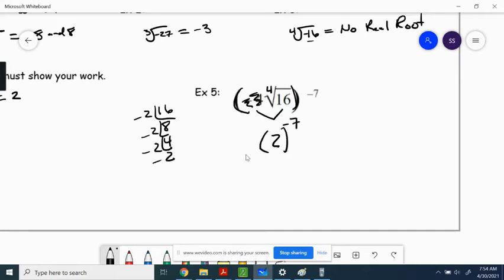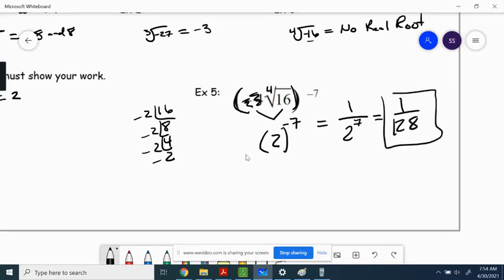And now we're going to take that to the -7th power. And remember, if we have a negative, we don't like negative exponents, so we want to rewrite this as a fraction with 2 to the +7th in the denominator. And now we could actually multiply this out. 2 to the 7th power is 128. So we could just simplify this and do 1 over 128. And obviously, you could use your calculator to check that one. All right, moving on to the back page.